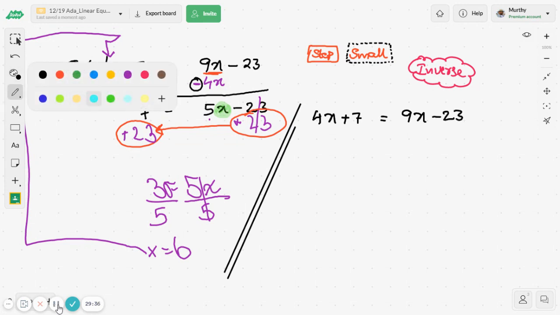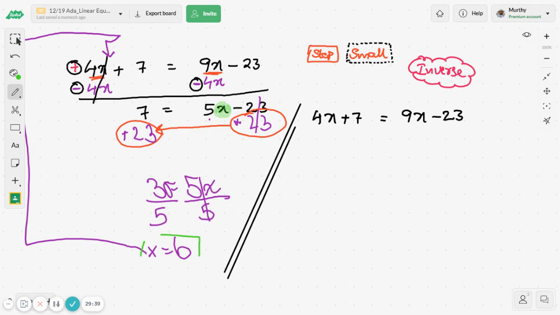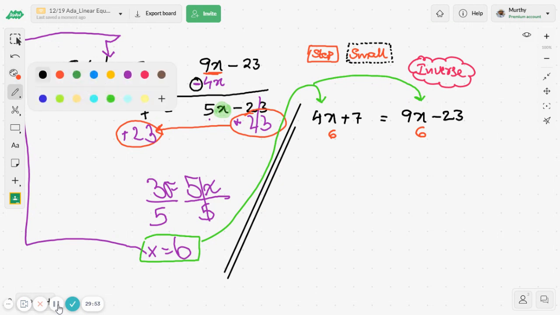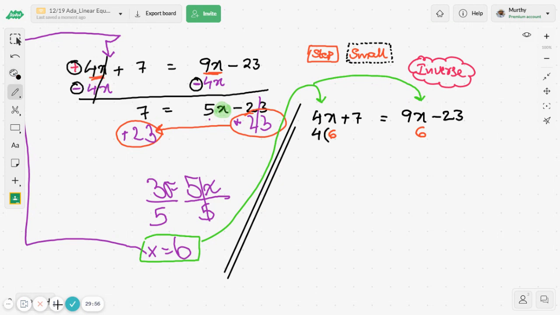And whatever value of x you got, you plug it back in here as well as here. I know that the x value is 6. In the place of x, I'm supposed to take 6. Then it is 4 times 6 plus 7, and 9 times 6, take away 23. So let's follow PEMDAS. First the multiplication is to be carried out. So 4 times 6 gives me 24 plus 7. Simple addition, 31.